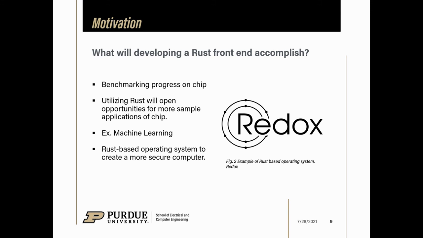Now, developing a Rust front end would help benchmark progress on the chip, as well as open opportunities for more sample applications on the chip, with machine learning being a prominent example. In addition, we hope to port a Rust-based operating system on the chip because it will help to create a more secure computer.